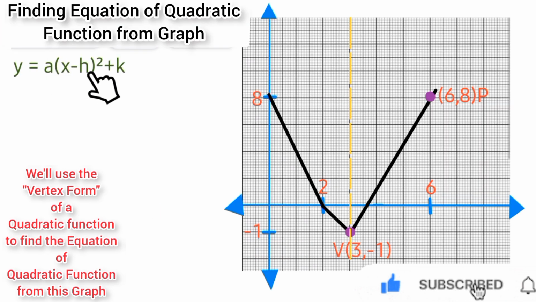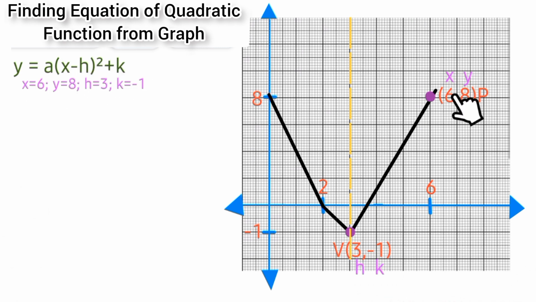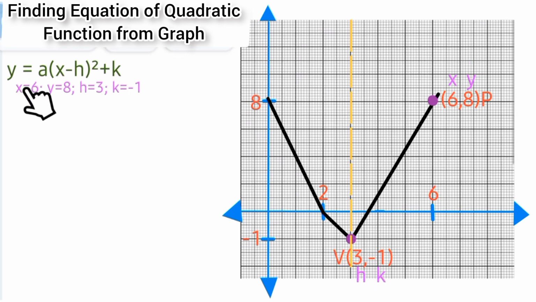This is the vertex form of a quadratic function. y equals a, in brackets, x minus h, squared, plus k. Identify each of these terms in this graph. x is 6, y is 8, h is 3, while k is minus 1. Now let's substitute all this into our formula.